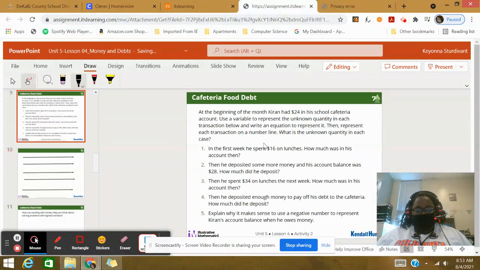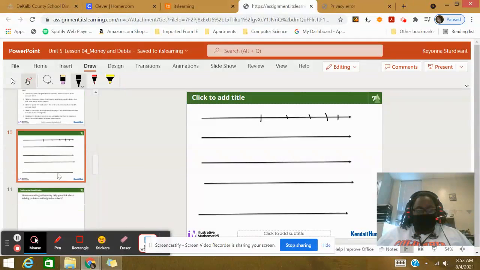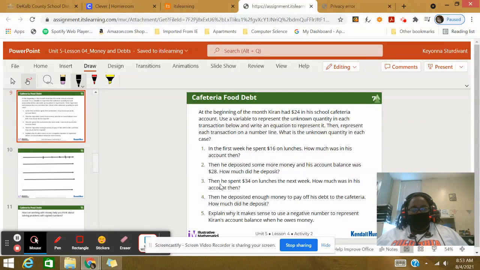Okay. So I'll do this first one. He started with $24. If he spent 16, that means I'm subtracting. So 24 minus 16 is equal to X. And then you'll solve for what X is. And then here I would start at $24, go subtract 16, so go down 16 spots for my number line, and then stop at the final answer. And you'll do the same thing for questions 2, 3, 4, and 5.